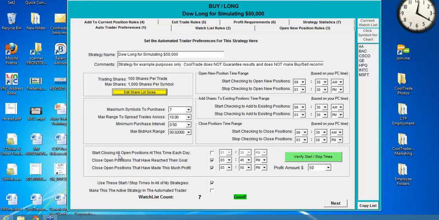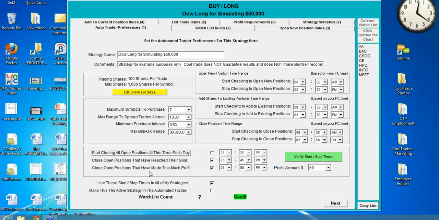Then down below that, we've got three more, which is start closing all positions at this time each day. If you were day trading, you could simply check this box here, and the robotic trader is going to close out all of your positions at whatever time you want them to close at the end of each day. The next one is close open positions that have reached their goal. So at 3:45 p.m., the way this one is set, any positions that have reached their goal, which we'll get to in a few minutes, it will close them out and take the profit.